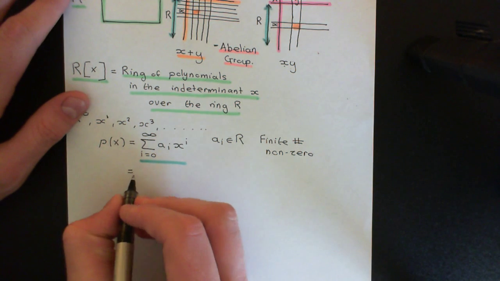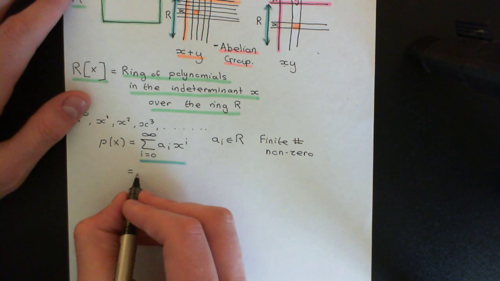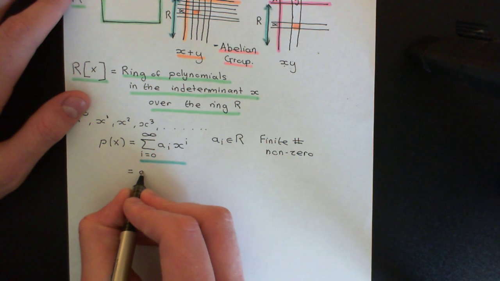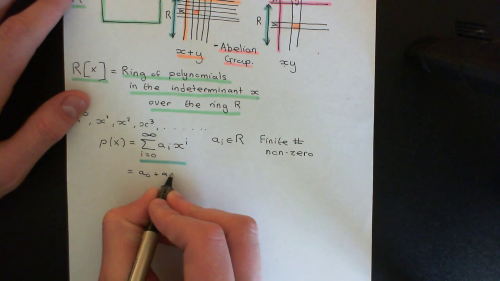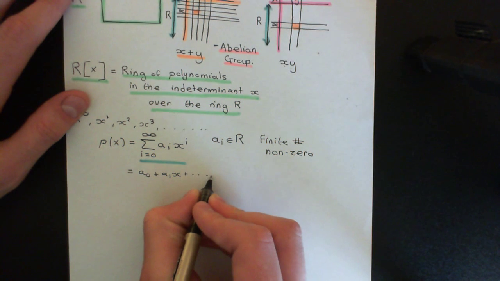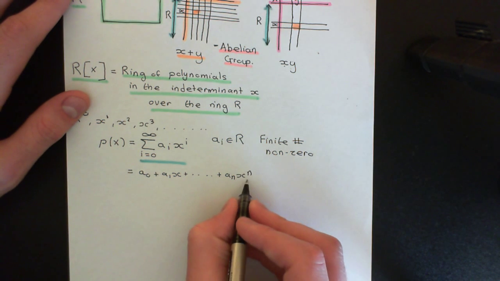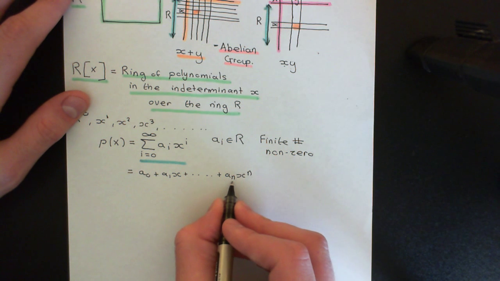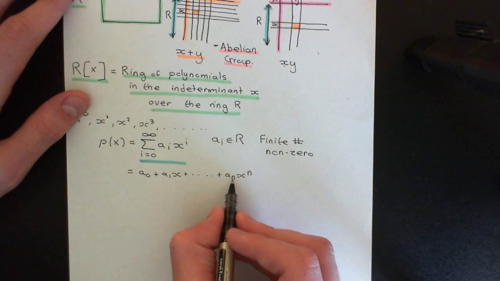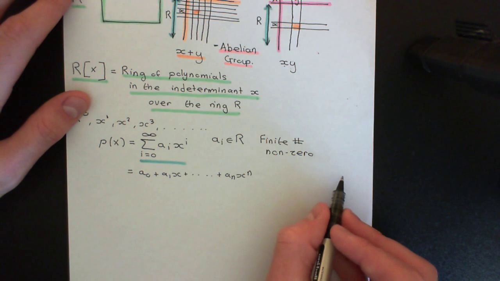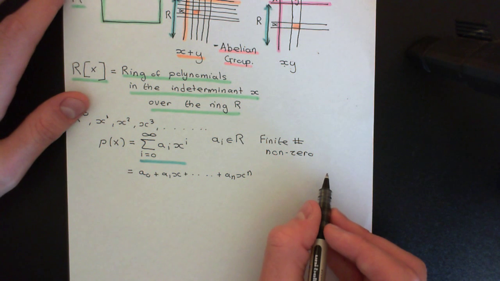So what that means is that more intuitively I can write this out as something of this form: a0 plus a1x plus all the way up to anx to the n, like so, where this is the last coefficient that is not 0, and then all the other coefficients after that will be equal to 0.